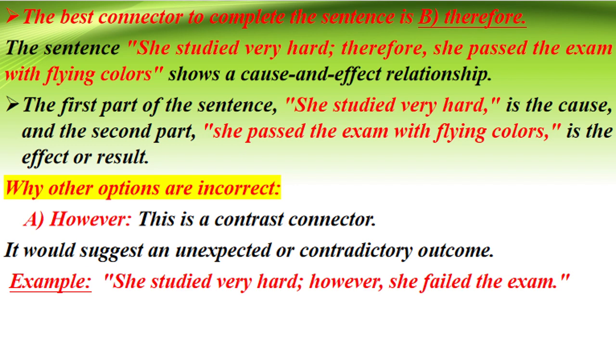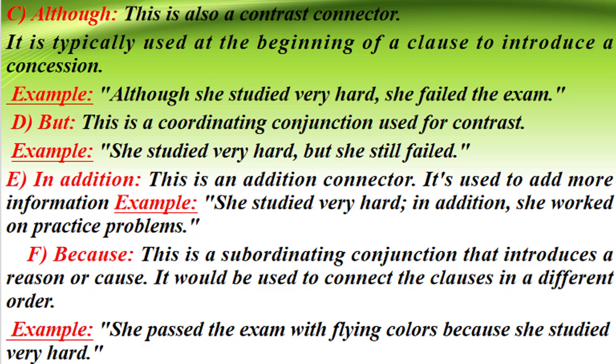Why are the other options incorrect? A. However, this is a contrast connector. It would suggest an unexpected or contradictory outcome. Example: she studied very hard. However, she failed the exam. C. Although, this is also a contrast connector. It is typically used at the beginning of a clause to introduce a concession. Example: although she studied very hard, she failed the exam. D. But, this is a coordinating conjunction used for contrast. Example: she studied very hard, but she still failed.